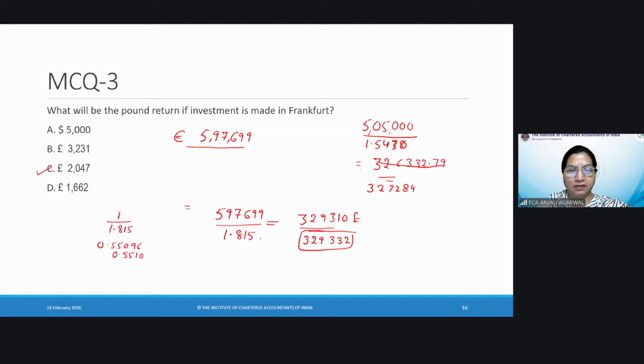Okay. So it is possible that when you are doing everything right, you may still not find the answer. The reason is when 597,699 is divided by 1.815 and it is rounded off, you're getting 329,310. Whereas if I multiply 597,699 into 1 upon bid, which is 1 upon ask, I get 0.5510 rounded off to 4 decimals. So I'm getting a different answer. Okay. So be careful. It may be possible in the exam. So you need to be careful here.